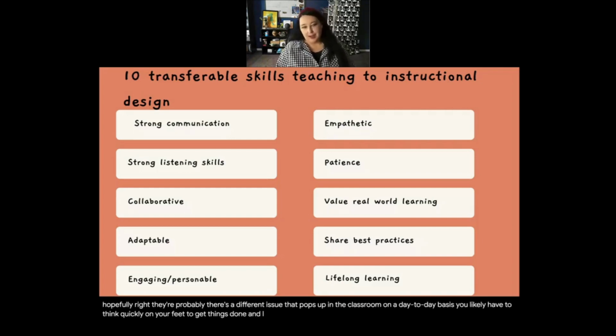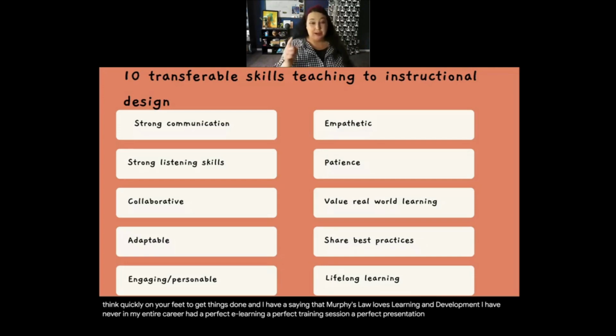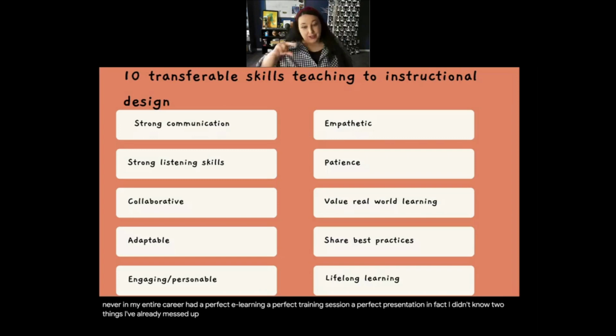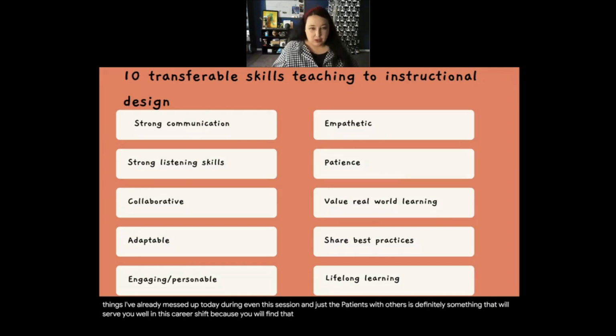And I have a saying that Murphy's Law loves learning and development. I have never in my entire career had a perfect e-learning, a perfect training session, a perfect presentation. In fact, I know two things I've already messed up today during even this session. And just the patience with yourself and the patience with others is definitely something that will serve you well in this career shift, because you will find that a lot of people want things instantaneously.